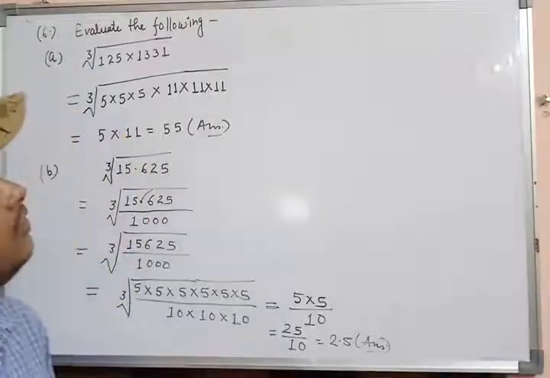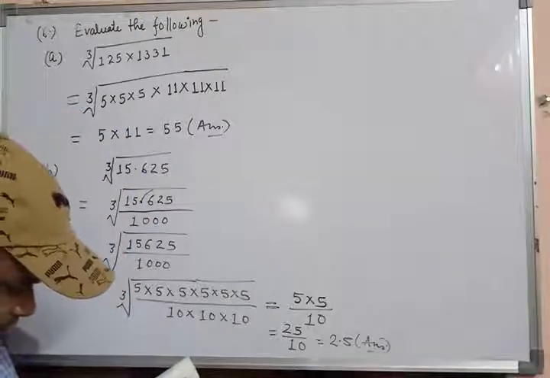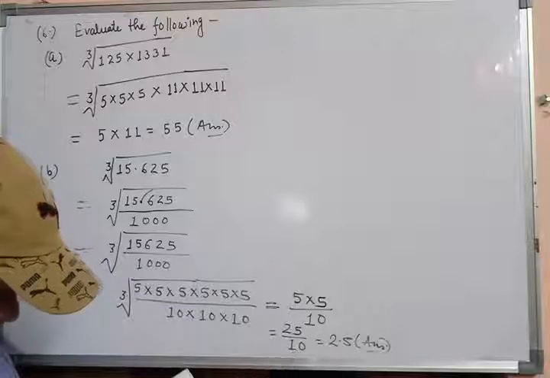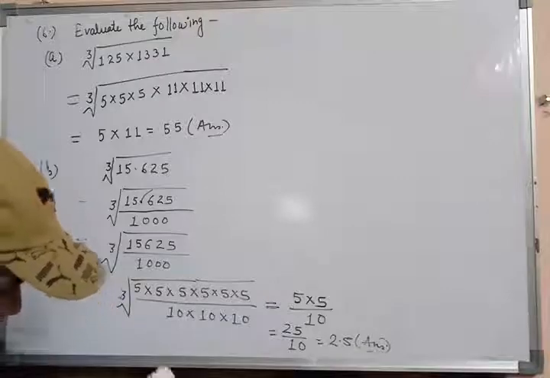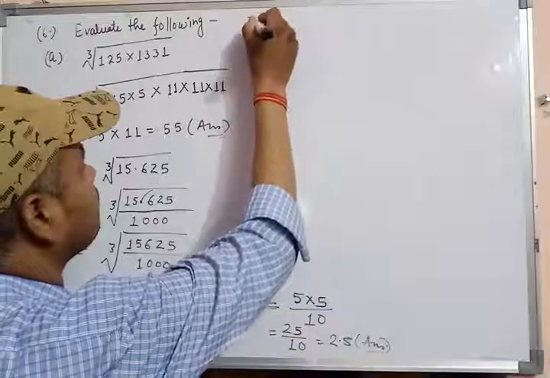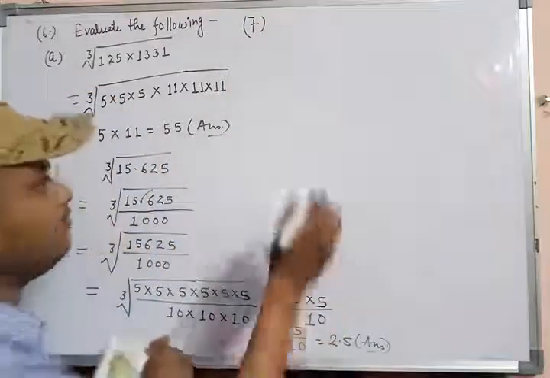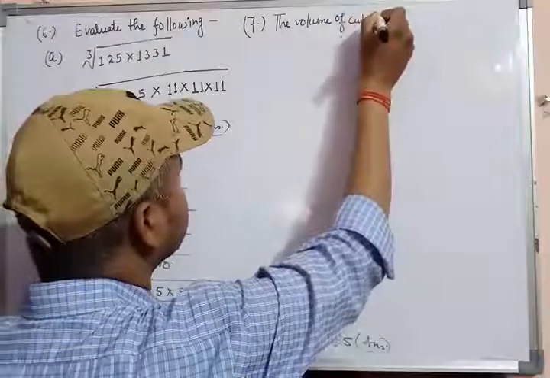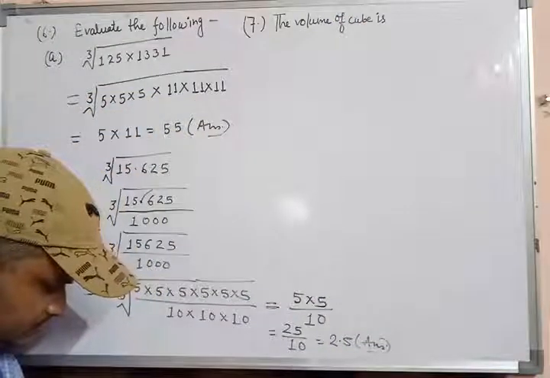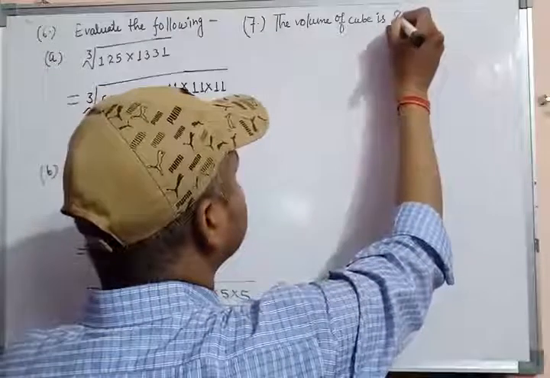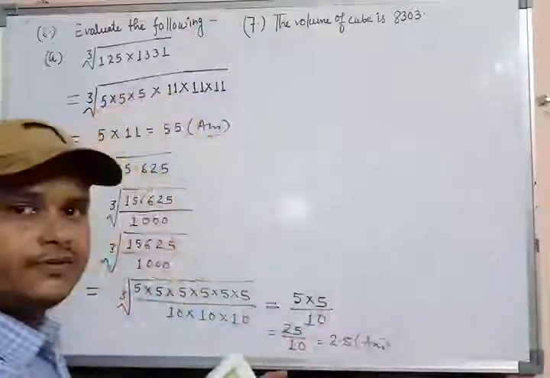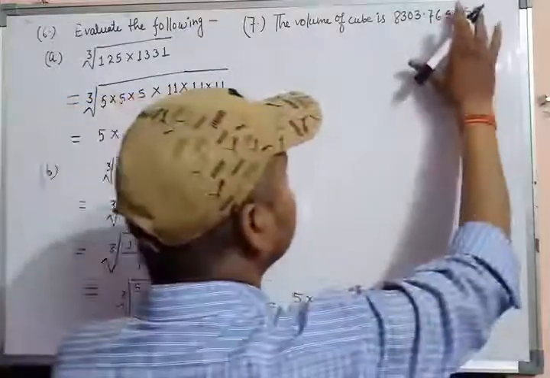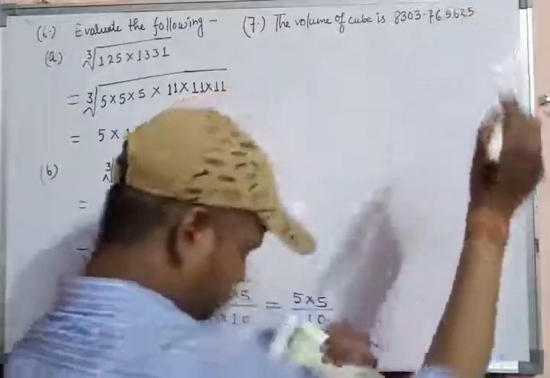Now we have to find the volume of cube. Question number 7: the volume of cube is 8303.765625 cubic meter.